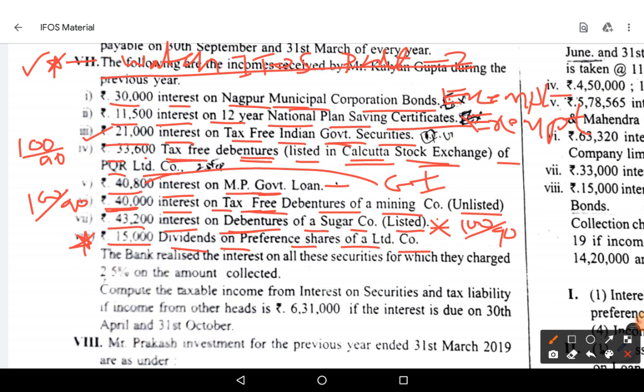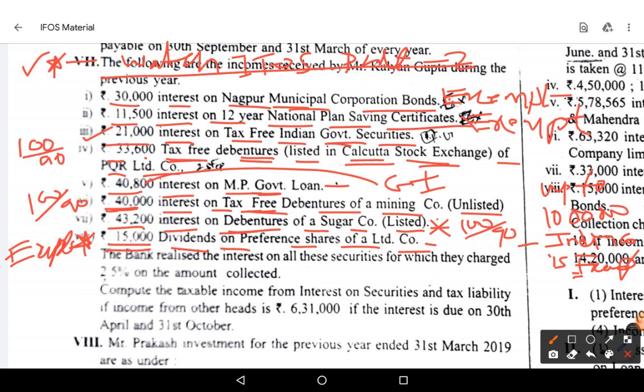Dividend received from an Indian company or domestic company is exempt up to rupees 10 lakhs. Here how much have you received? 15,000. So it is exempt. But we need to write the note that dividend received from an Indian company or domestic company is exempt up to rupees 10 lakhs. Here dividend received on preference shares of a limited company, rupees 15,000.